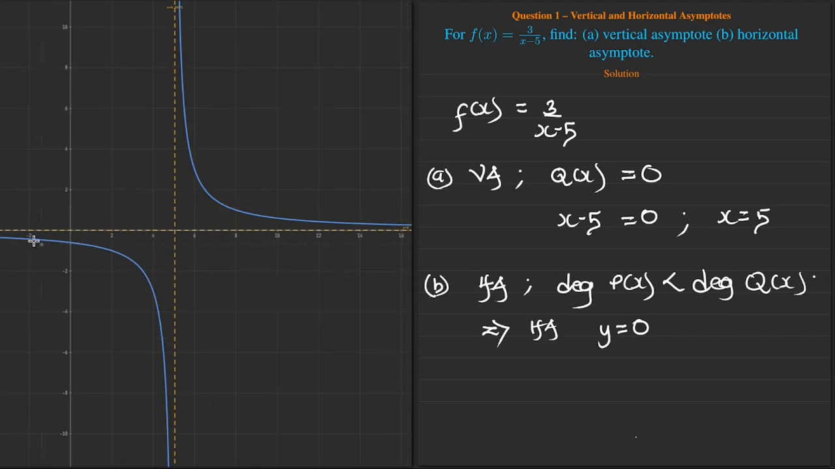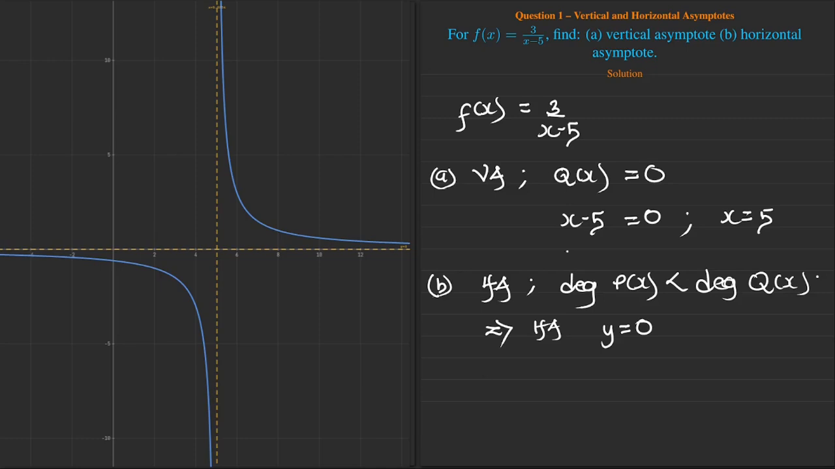So graphically, this is the horizontal line we are talking about over here. This is the vertical asymptote. This is the horizontal asymptote. Very, very simple. That is all for this particular question. Let's solve a few more.